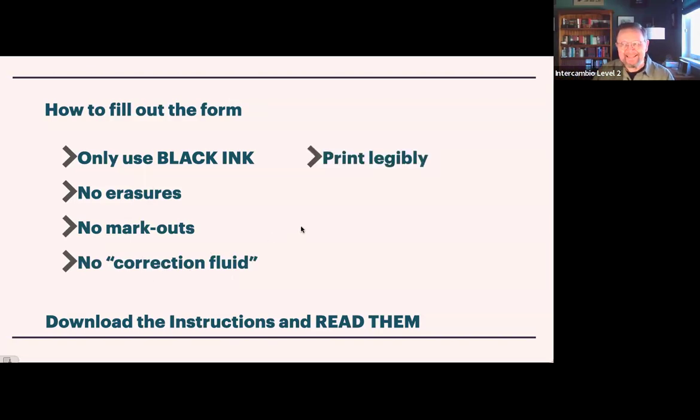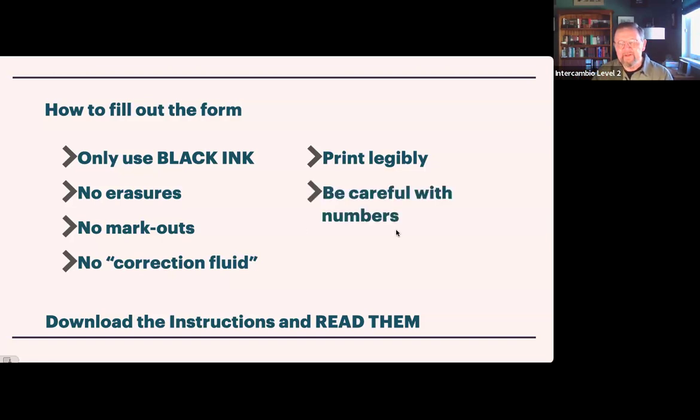Make sure you're printing legibly. That means clearly, so that everyone can read what you've done. Actually, the majority of questions that get sent back via the case status account for people who have mailed in their application is one of the answers: they can't read it. It's not legible. So make sure you print clearly and legibly, all right? And only use black ink.